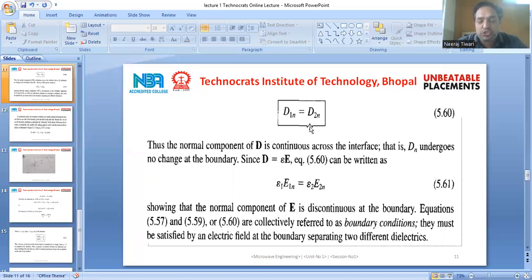Simply, as we know that D equals epsilon into E. So you can write epsilon 1 into E1n equals epsilon 2 into E2n. So simply you can see here that electric field intensity undergoes some changes across the boundary. So I would say the normal component of electric field intensity undergoes some changes across the boundary. All these equations we are getting from the boundary conditions.